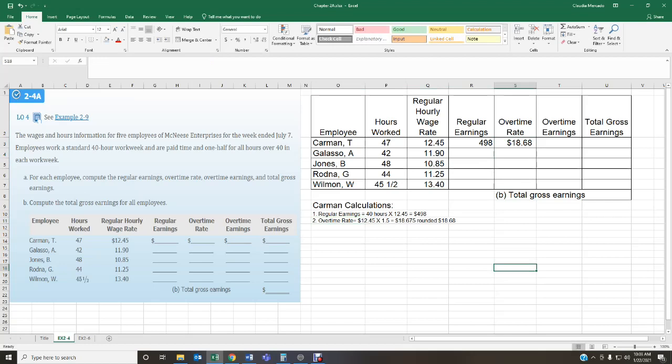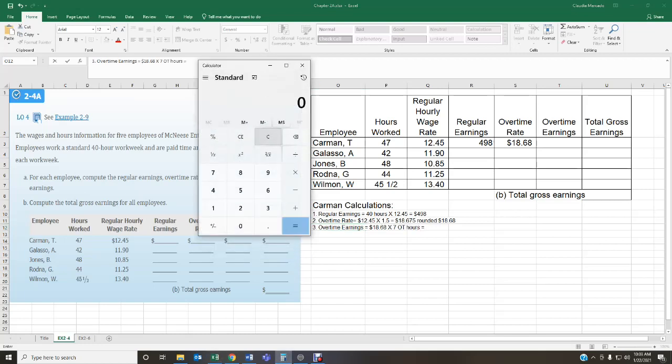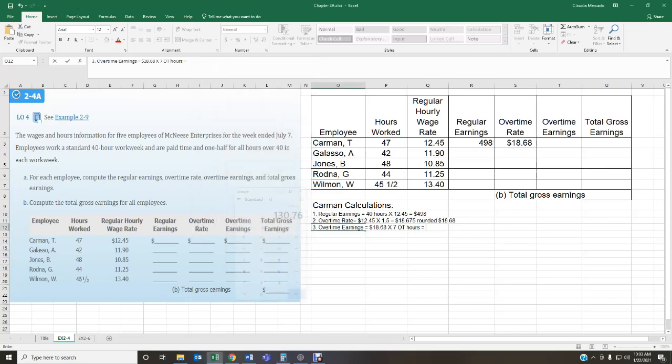Now we're going to do our overtime earnings. For my overtime earnings, I'm going to take my overtime rate of 18.68 and multiply that by my overtime hours. Well, I had 40 hours that are regular. That means I have 7 hours that are overtime. So it's 18.68 times 7 hours overtime, and that gives me 130.76.